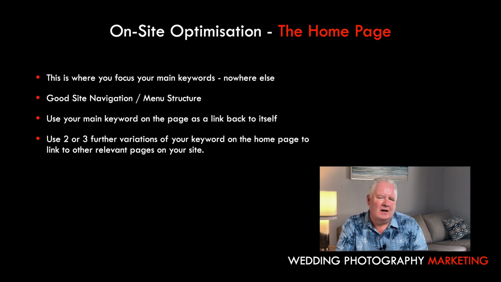Use two or three other variations of your keyword on the homepage to link to other relevant pages on your site. So if I'm ranking for wedding photographer Scotland, that was my main keyword. I went, right, well, I also want to rank for Scottish wedding photographer, which is a different keyword, remember. I'm going to make my portfolio page rank for that keyword. So from my homepage, I would use that variation of my keyword, Scottish wedding photographer, and make that link to my portfolio. Right, so I'm then telling Google the Scottish wedding photographer optimization is for the other page.